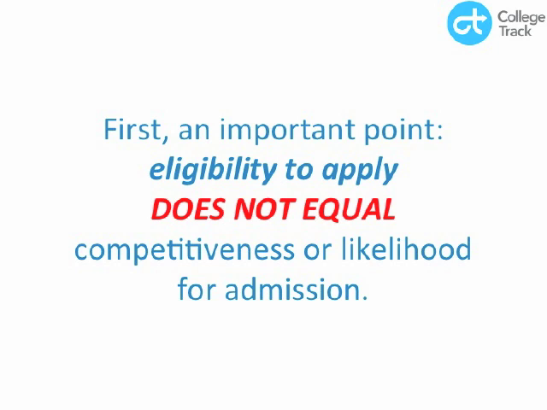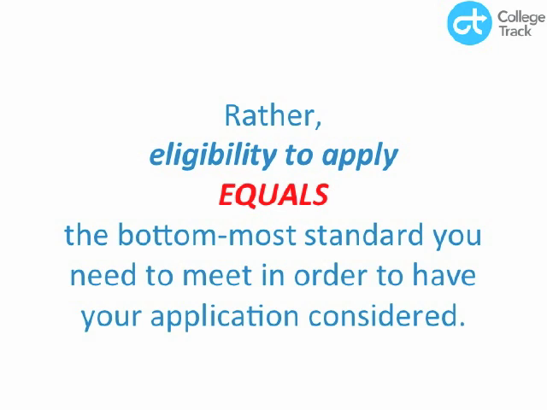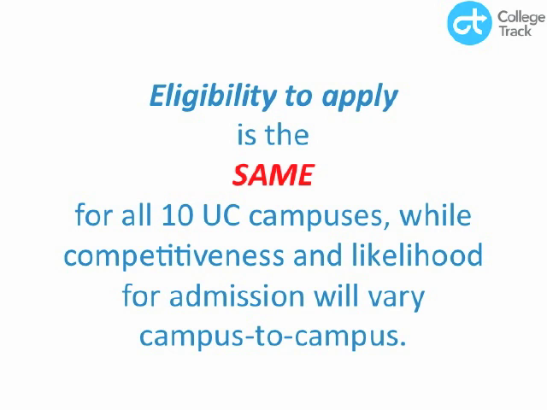First, there's a very important point we need to make. Eligibility to apply does not equal competitiveness of your application or likelihood for admission. Rather, eligibility to apply equals the bottommost standard you need to meet in order to even have your application considered. Eligibility to apply is the same across all 10 UC campuses, while of course competitiveness of your application and likelihood for admission will vary campus to campus.